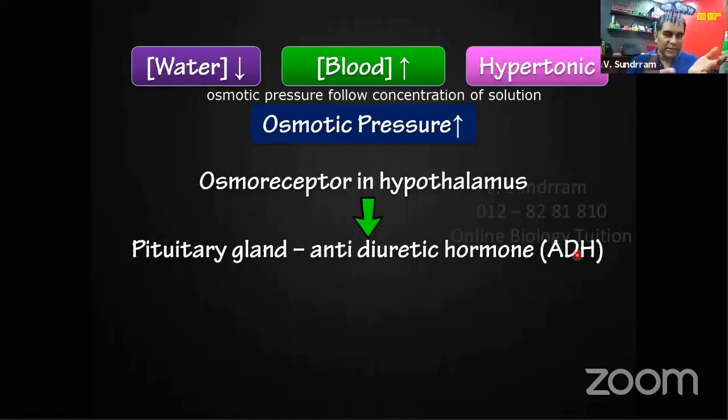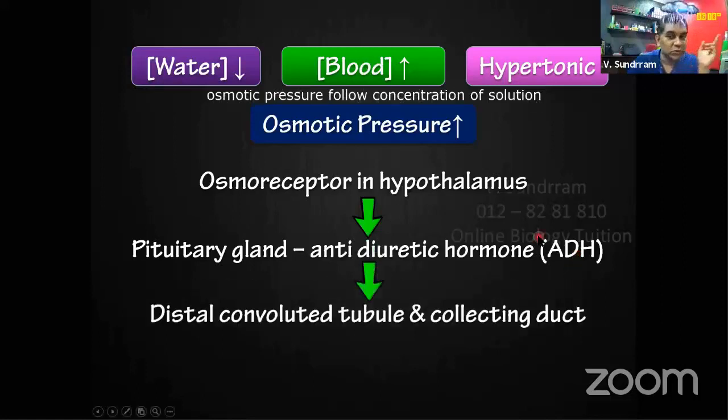Inside the kidney, we have the nephron: Bowman's capsule, proximal tubule, loop of Henle, distal tubule, and collecting duct. There are 5 parts, but only 2 will be affected by ADH. Which 2? Distal and collecting duct. Bowman's capsule, proximal and loop of Henle are not affected. Only the distal and the collecting duct are affected.